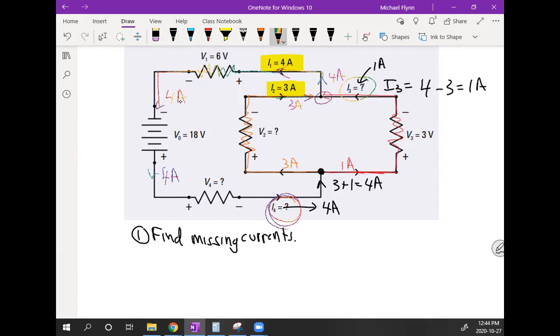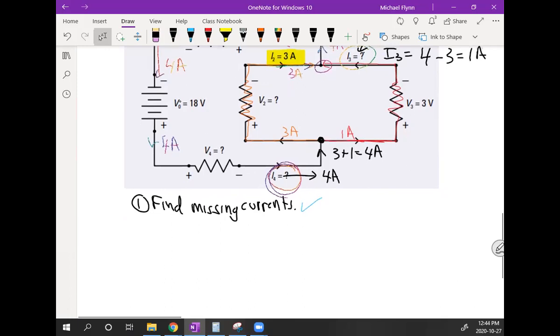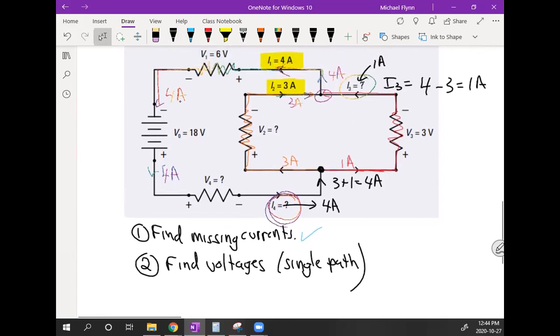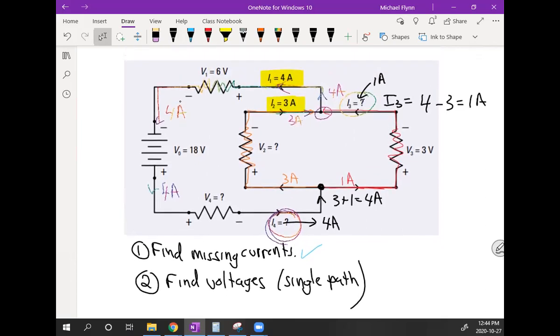Now let's check this one off, and let's do number 2, find the missing voltages. Now remember the single path rule, okay? Because there's more than one path here, we have to be a little bit careful. So what I'm going to do is color one path in red and the other path in highlight color, okay? So watch.